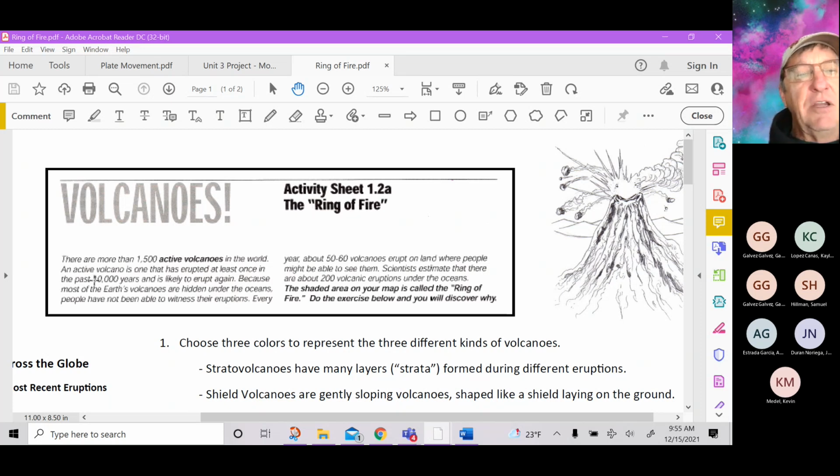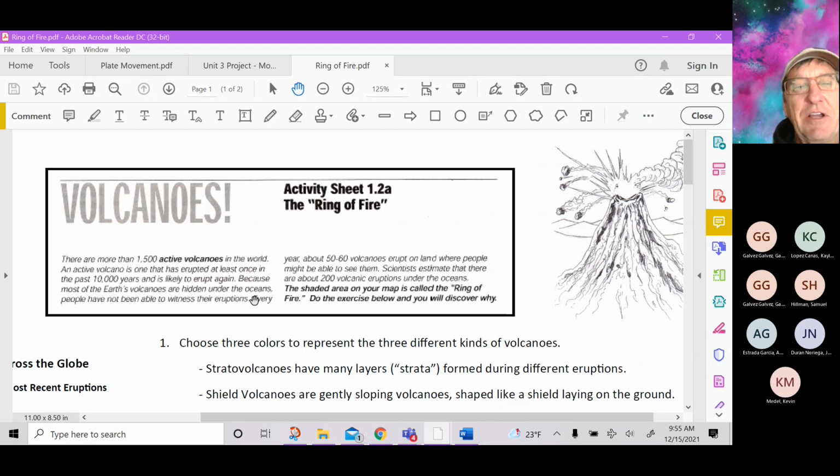We have to remember that in terms of the Earth and geology, time is a lot different than it is in our human lives. 10,000 years is quite short for the Earth. It's pretty long for an individual person, right? But for the whole Earth, that's not very much time.